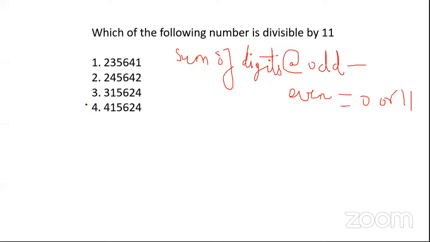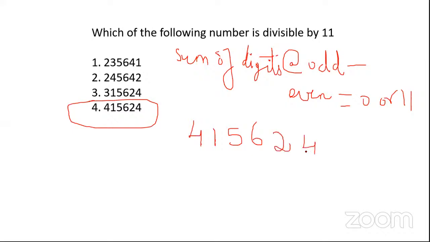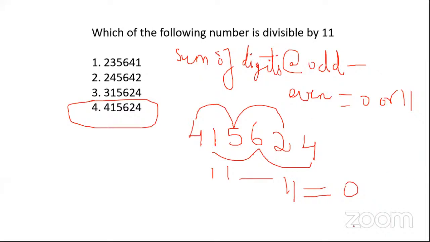Suppose I choose option 4. So 4, 1, 5, 6, 2, 4. These are odd places. 4 plus 5 plus 2, that is 4 plus 5 is 9, 9 plus 2 is 11. Minus even places: 1 plus 6 is 7, 7 plus 4 is 11. This difference should be 0 or divisible by 11. If that is the case, then the entire number is divisible by 11. This is the shortcut for 11.